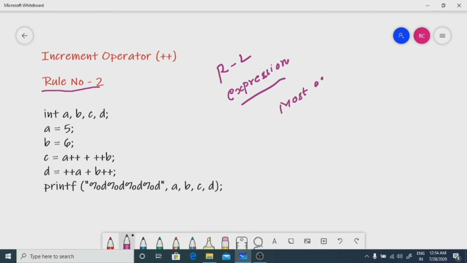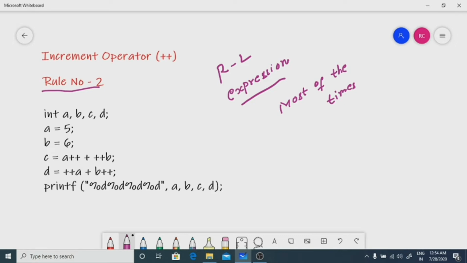So most of the time the evaluation is from right to left. It is very important because some compilers may evaluate from left to right also. You have to tell this in the interview: Sir, most of the compilers evaluate from right to left, that's why I also did the evaluation from right to left. Now you have to apply the concept of post-increment and pre-increment.